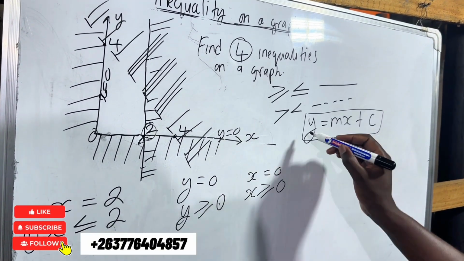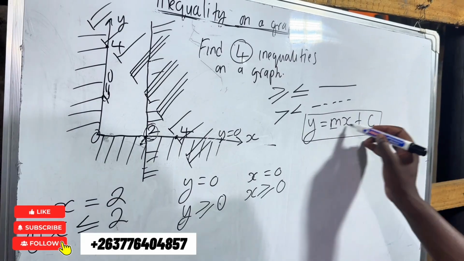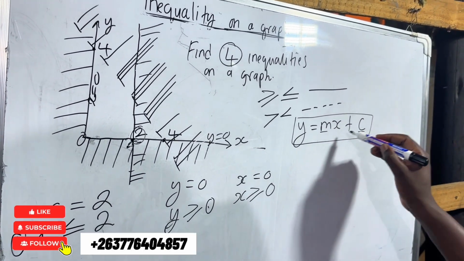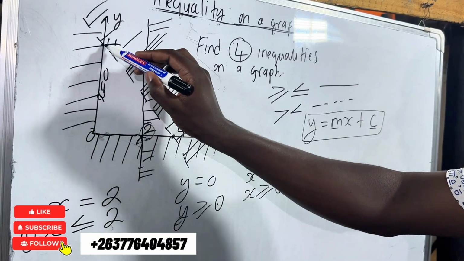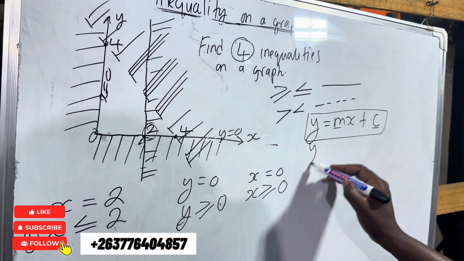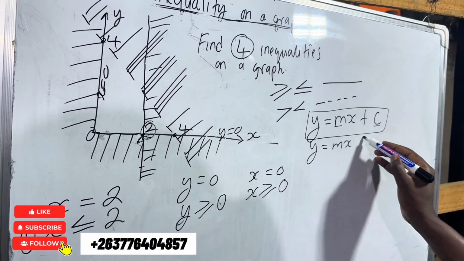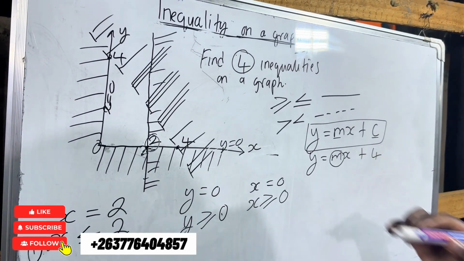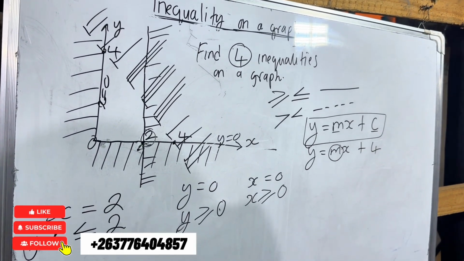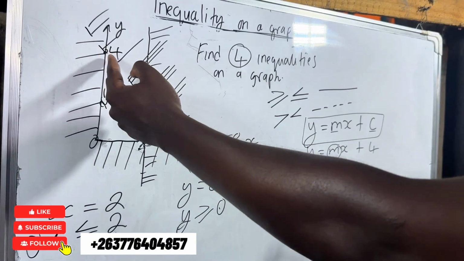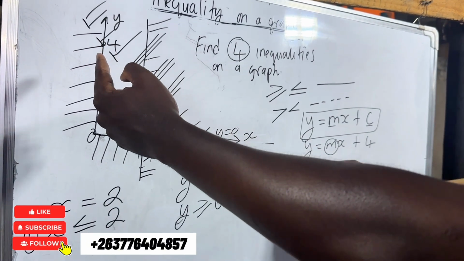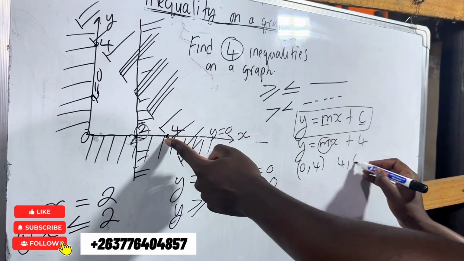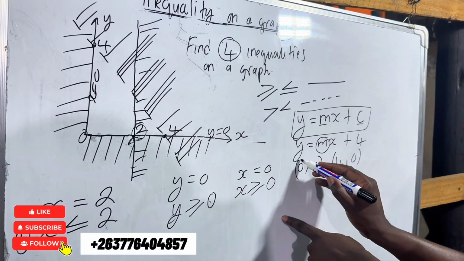Okay, so y is equal to mx plus c. m is for gradient, c is where the graph cuts the y-axis. So the graph cuts the y-axis at 0, 4. So it's y is equal to mx plus 4. Then we have to find the value of m, which is the gradient. So you can take the coordinates here at y, it's 0 and 4. Then you can take the coordinates here at x, which is 4 and 0.